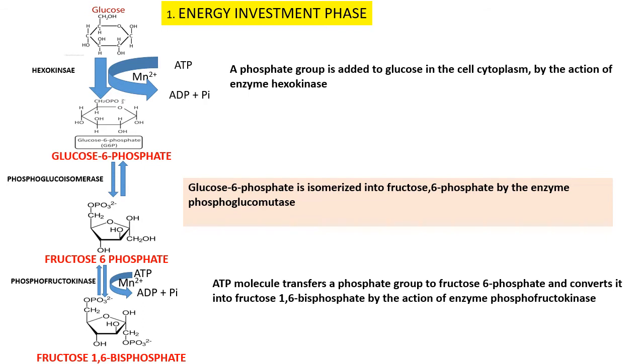Again, the first step, the conversion of glucose into glucose 6-phosphate, is irreversible in nature. It acts as a regulation point in the regulation of glycolysis. The next phase of glycolysis is the splitting phase. In the splitting phase, the 6-carbon molecule gets split into two 3-carbon molecules. Let us see the reactions.